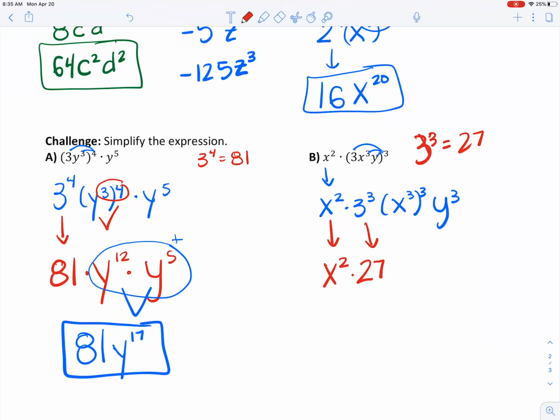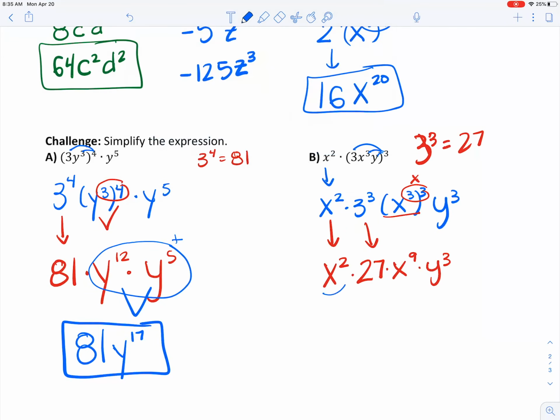So if you ever get a number that's smaller, it's okay to just write out what it actually is. This one right here, we have to multiply those two together because right now it's an exponent. So that becomes x to the 9th.